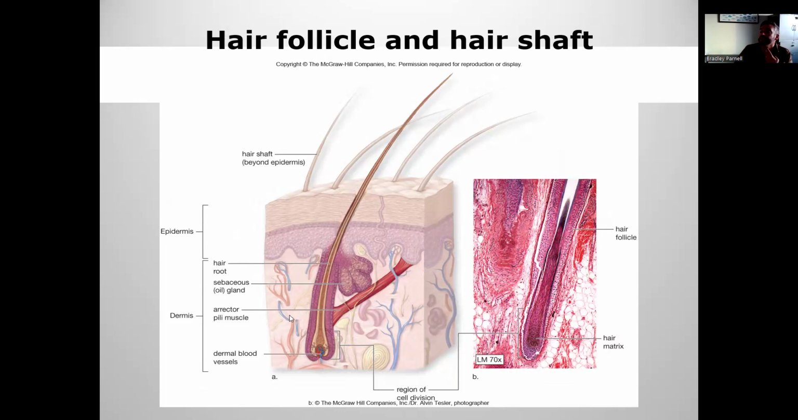Here you can see the parts of a hair follicle going down into the skin. Again, anything up here above the skin is the hair shaft. Anything below is the hair root. The whole structure is the hair follicle. We've got our erector pili muscle over to the side here, as well as this sebaceous gland attached.